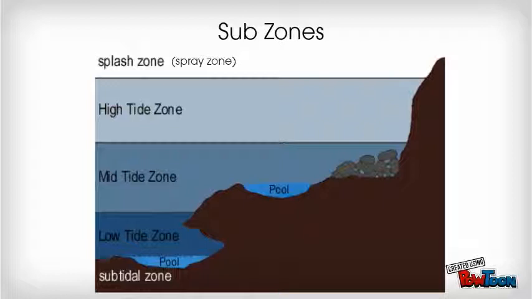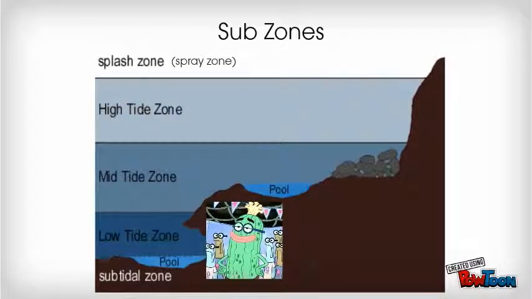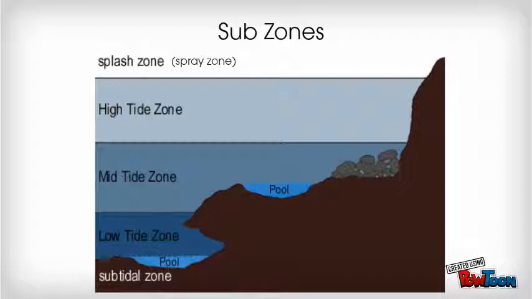Finally, the last zone is the low tide zone, which is submerged for long periods of time. This zone is home to a great number of organisms, such as sea cucumbers, sea palms, and limpets. This zone is home to a large amount of biodiversity.